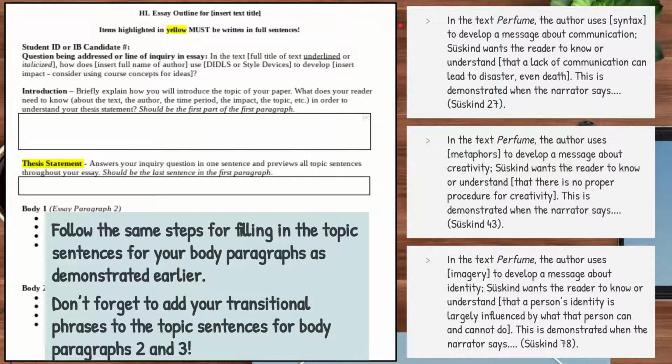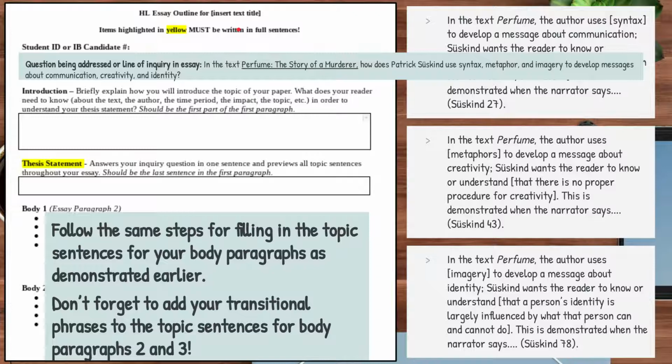Once you've got that done, you repeat the exact same steps. You go up to your question being addressed, and you add in the missing pieces. You'll notice that you have to change a little bit. In the text Perfume, Story of a Murder, how does Patrick Süskind use syntax, metaphor, and imagery to develop messages about communication, creativity, and identity? Because I'm pulling from 3 different places, I need to list all 3 in my question.